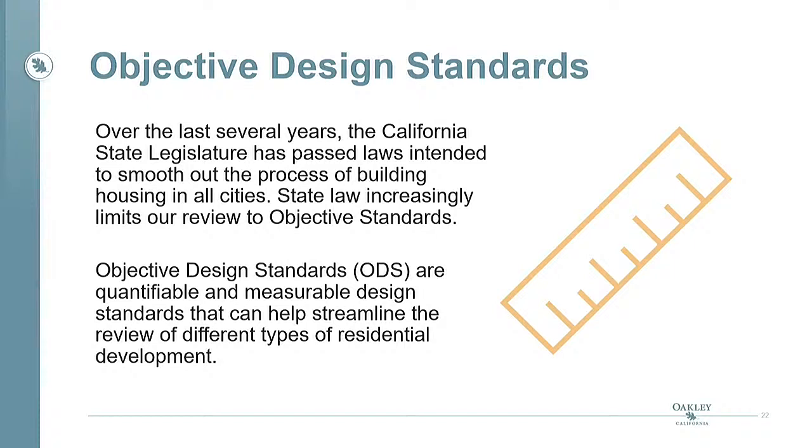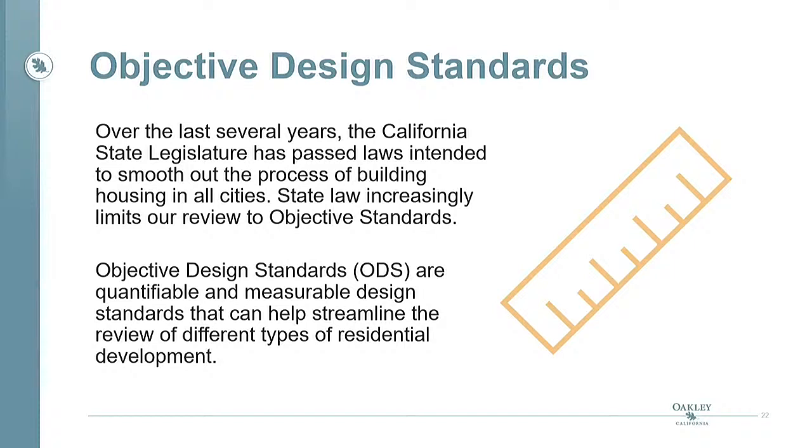Objective design standards are quantifiable and measurable design standards that can help streamline the review of different types of residential development. And so those start to look a little bit more like zoning standards. They'll say your first floor can be this tall, and at this many feet across, your wall needs to be broken up so that it's not one plain, flat, blank wall.